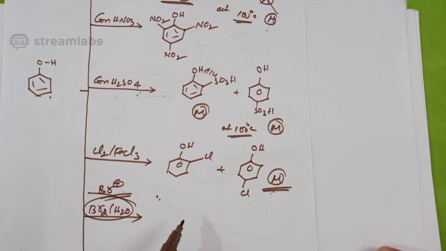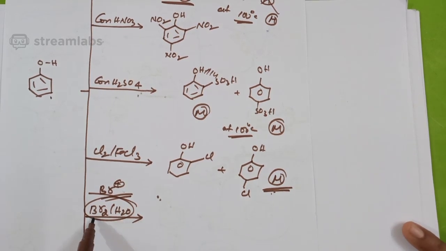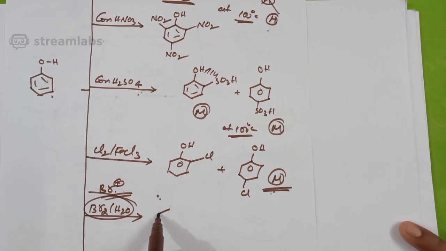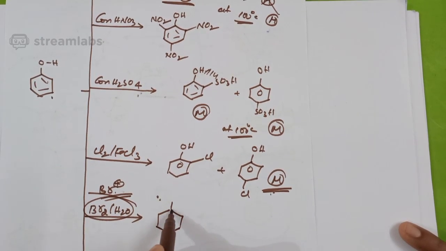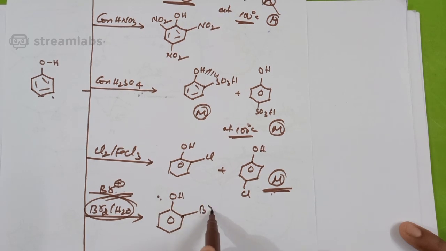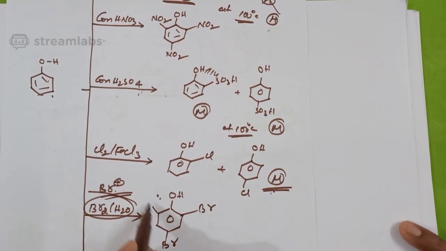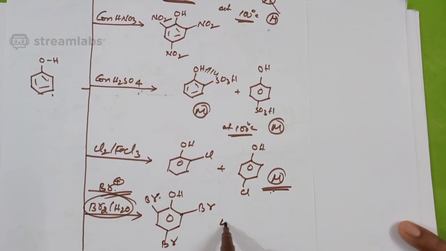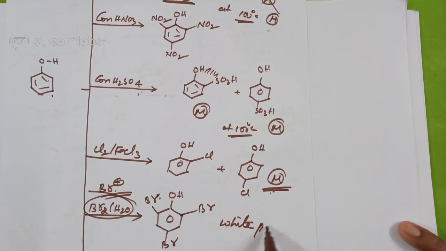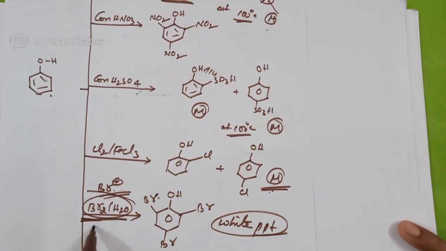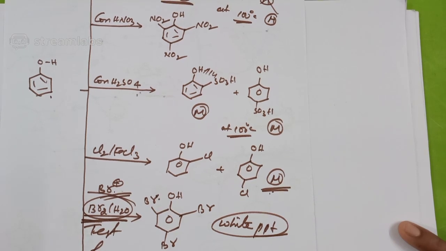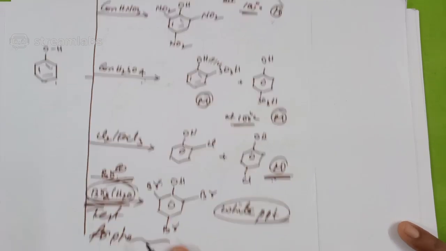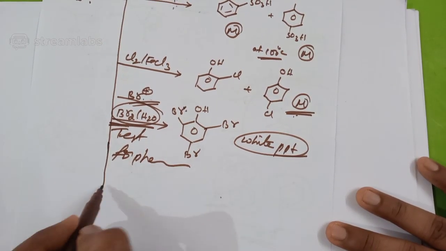And if I use bromine water, Br2 with H2O, it produces Br plus. We know HBr is removed and HOBr gives Br plus. Since phenol is also very reactive, both are highly reactive, so all the bromines are substituted at ortho and para. It gives a white precipitate, and we use the bromine water test for phenol.